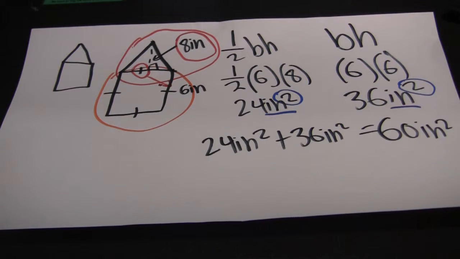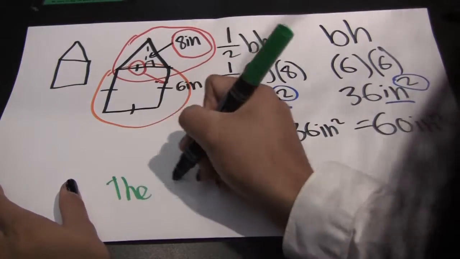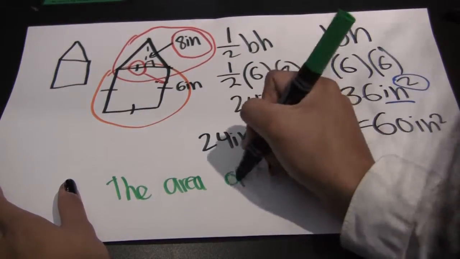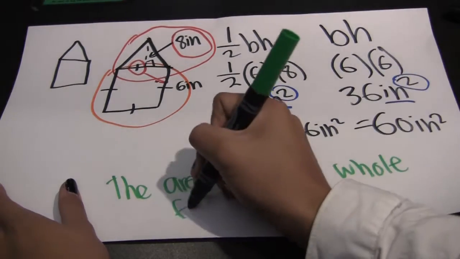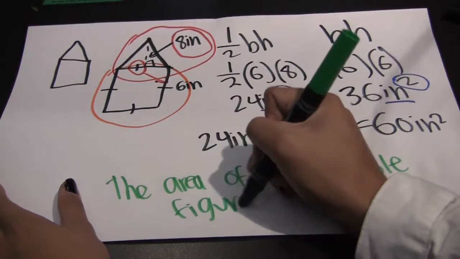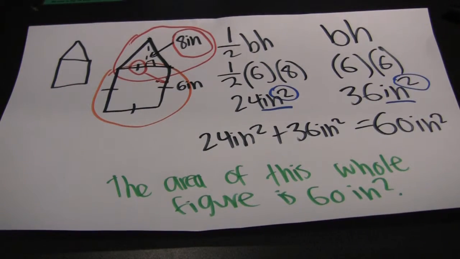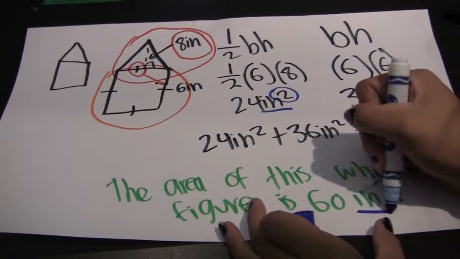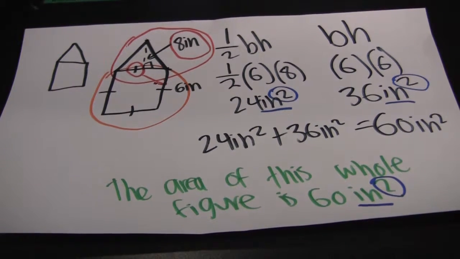Remember that since it is a word problem, you're usually going to have to answer in a sentence. So, the area of this whole figure is 60 inches squared. Now guys, don't forget to always label your unit and the squared. Good job guys, you just finished the first out of your 3 problems.